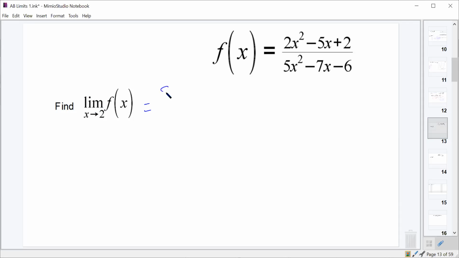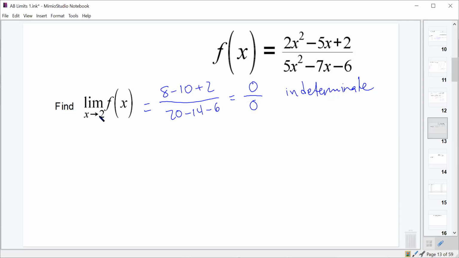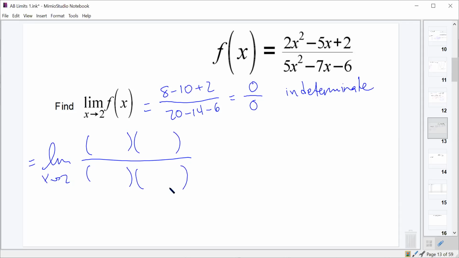And what do we get if we plug in 2? We get 8 minus 10 plus 2 divided by, what is that? 20 minus 14 minus 6. And what does that come out to be? Zero over 0. Oh, right. Darn, that's a bummer. So we didn't just get a number. Right? We got something that's indeterminate, which means we've got to do some more work. It means that this function has a hole at x equals 2. And so that means we can factor the numerator and factor the denominator. And we'll do that.